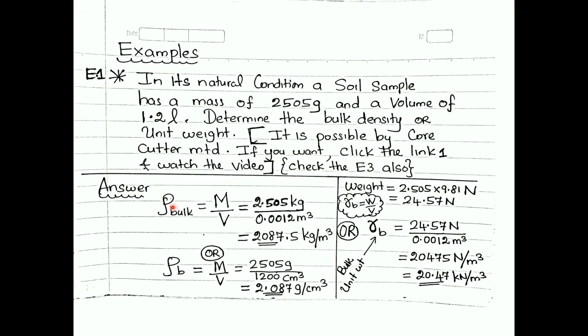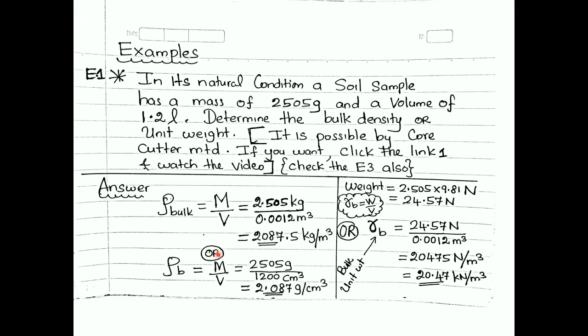Answer: bulk density is equal to total mass over total volume. Total mass is equal to 2.505 kilogram, because this is gram and this is kilogram, divided by the total volume of the core cutter, 0.0012 meter cube, because 1 liter is equal to 0.001 meter cube, or 1000 liter is equal to 1 meter cube. Therefore 1.2 liter is equal to 0.0012 meter cube. That answer is 2087.5 kilogram per meter cube.